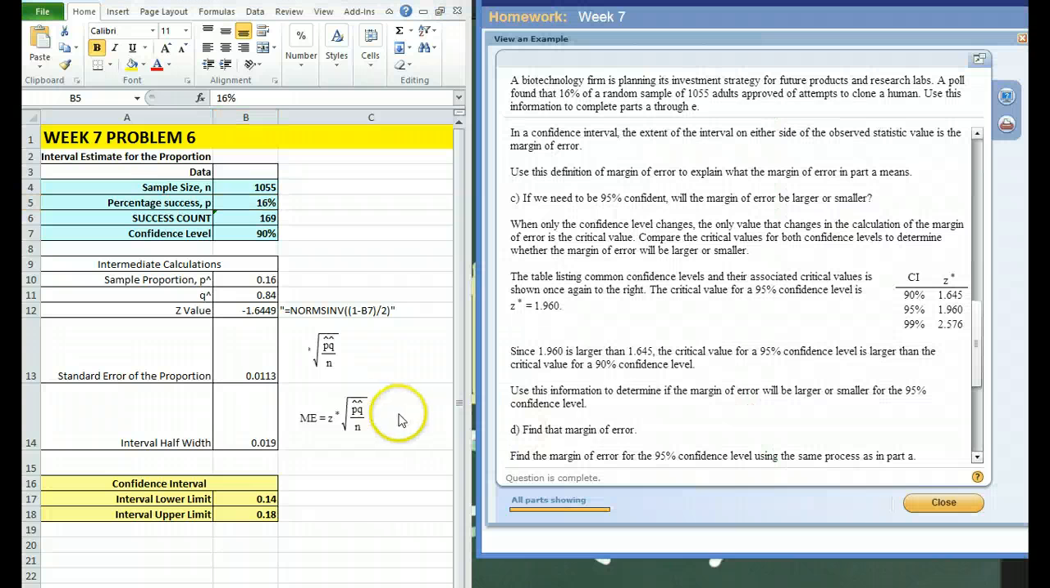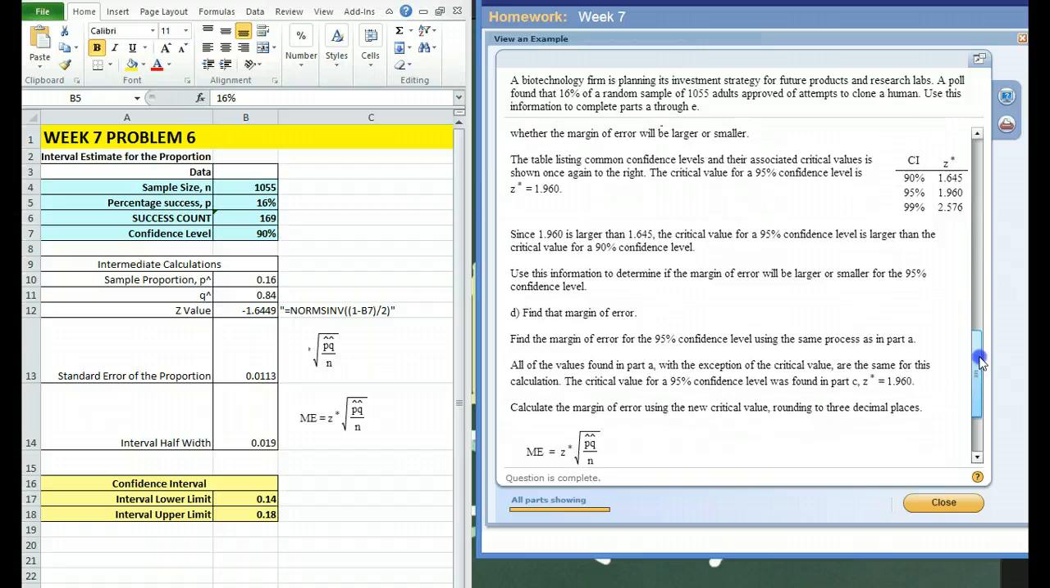Alright, so since 1.96 is larger than 1.64, the critical value for 95% is larger than for 90%. And if you think about it, if you want to be 95% sure, then you're going to widen your estimate so that you have more confidence in that. So it follows even with or without the maths calculation.